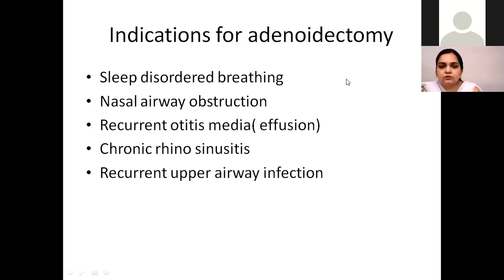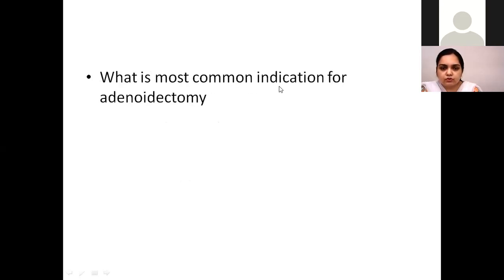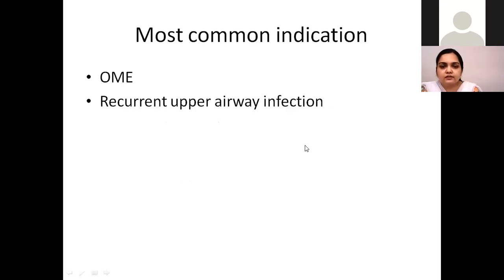Which approach can it be? Most common indications for adenoidectomy: otitis media effusion, recurrent upper airway infection. If there was otitis media alone and no discharge in the patient, but the episodes are frequent, three to four times a year the child comes to the respiratory clinic with a complaint of discharge from the ear, then we will go for adenoidectomy.